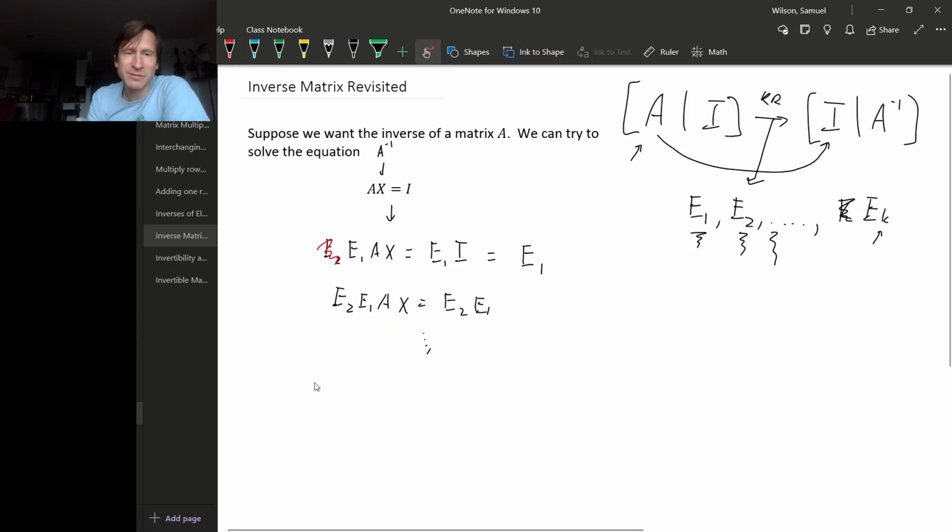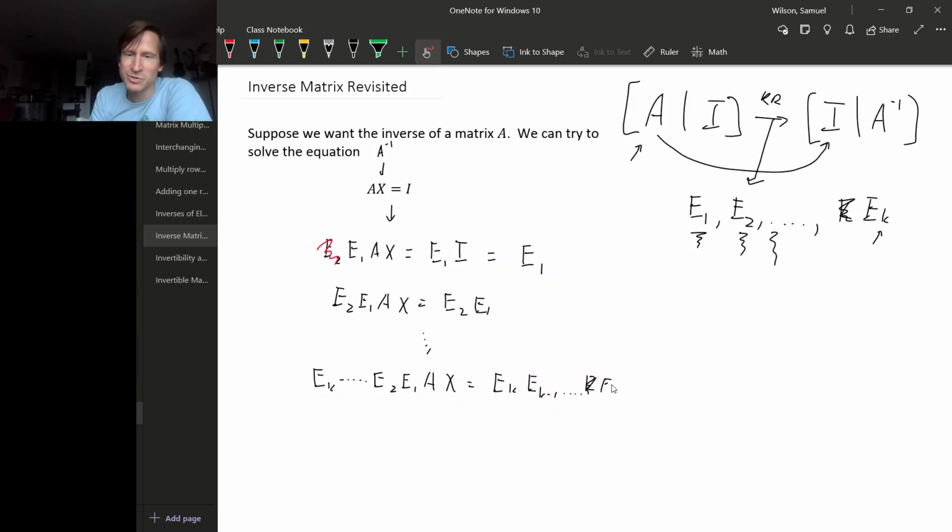So eventually we get down to E sub k times E sub k minus 1, and so on, all the way down to E sub 2 times E sub 1 times A times X equals, and then on the right-hand side is just all of our E's again: E sub k times E sub k minus 1, all the way down to E sub 2 times E sub 1. Now remember, multiplying on the left by these elementary matrices has the effect of doing those row operations to the matrix A.